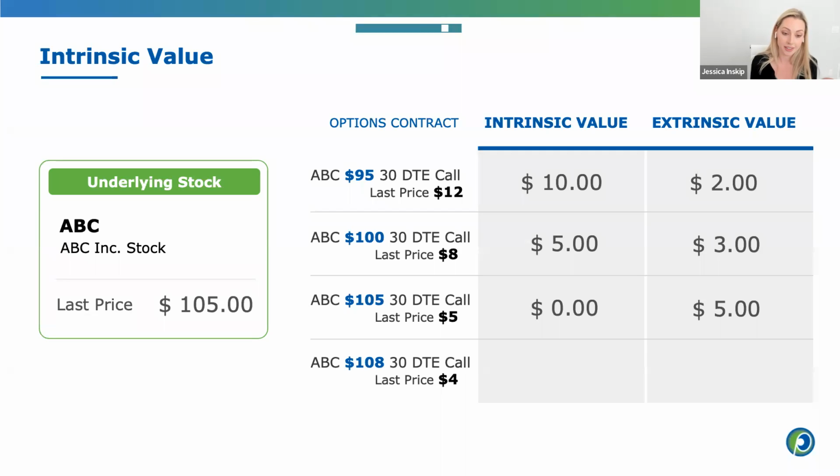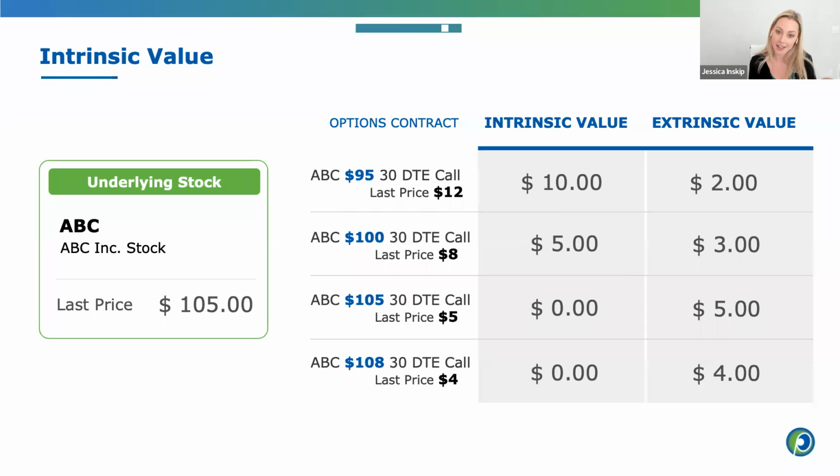We go up another $3. This is a contract where we have the right to buy at 108. This is considered out of the money. This has 0 intrinsic value, and again, full extrinsic value.